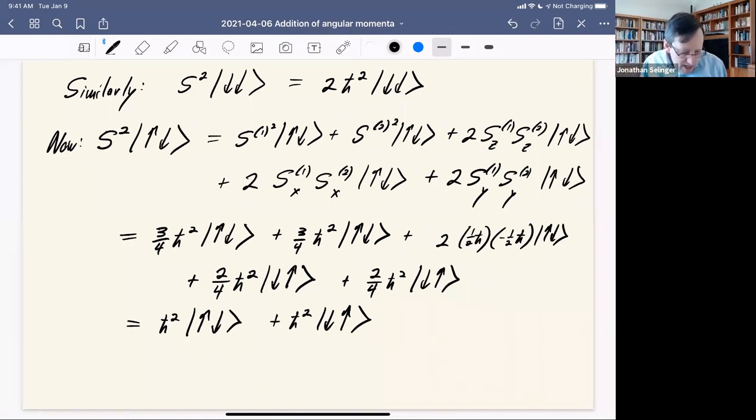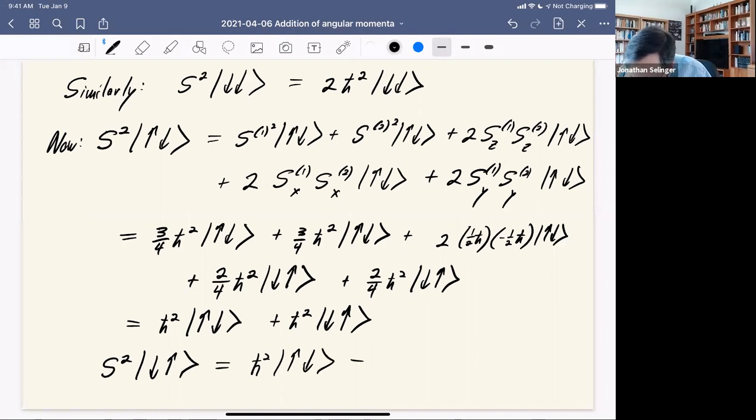Okay, and similarly, we have S squared. I'll tell you what you get if you let this act on the state down up. That comes out to be h bar squared up down plus h bar squared down up. By all the same argument, I just don't want to repeat it all.